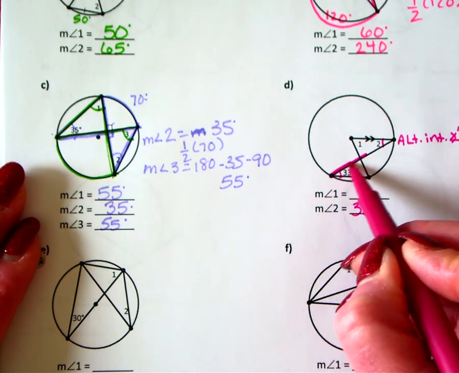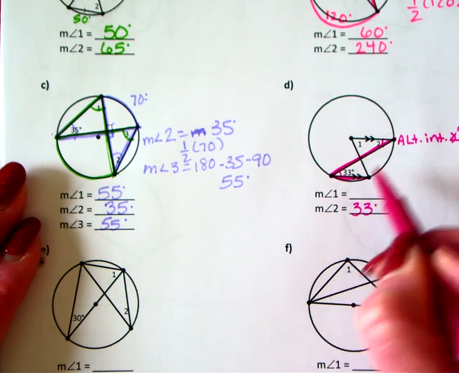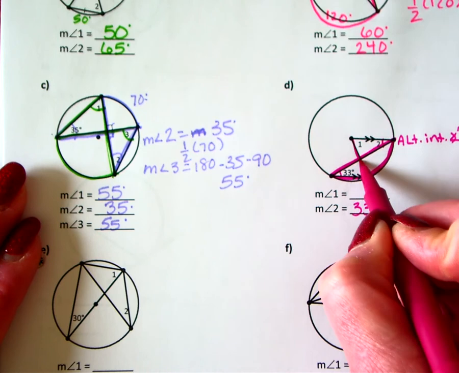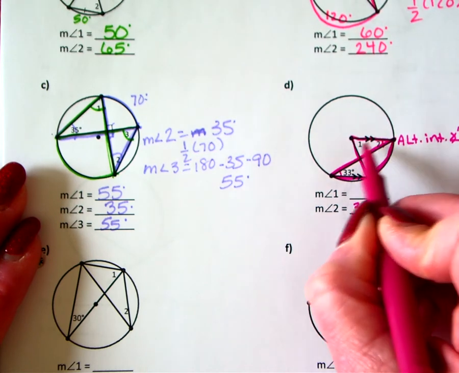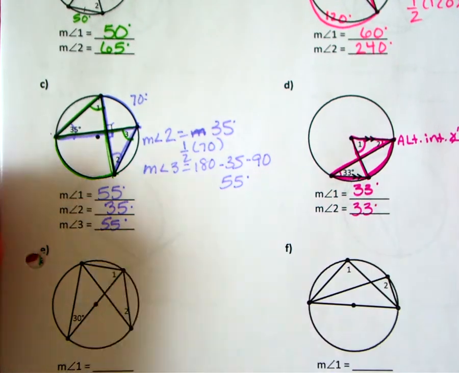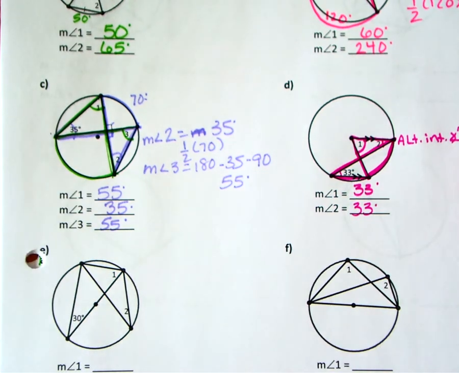This 33 degree angle has this intercepted arc here, which is the same intercepted arc as angle 1. So angle 1 ends up being 33 degrees as well. They share an intercepted arc.